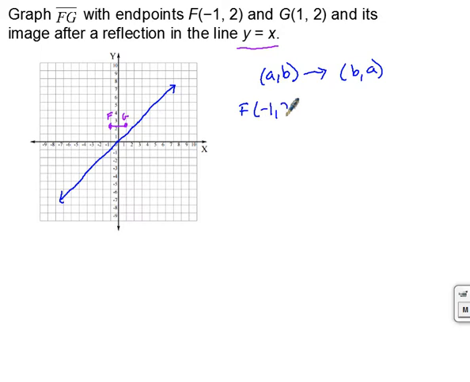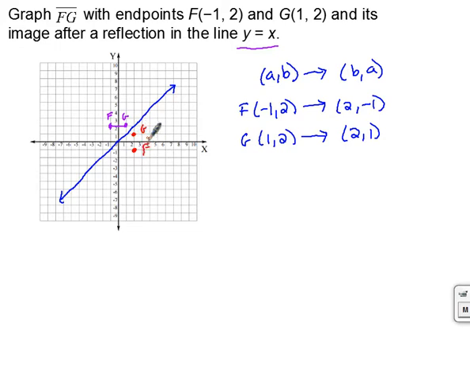So if F is (negative 1, 2), we're going to switch the coordinates. The new point is going to be (2, negative 1). If G was (1, 2), the new point is going to be (2, 1). We just reverse the coordinates. So let's see what this looks like. If we have (2, negative 1), this is F, and then if we have (2, 1), this is G.